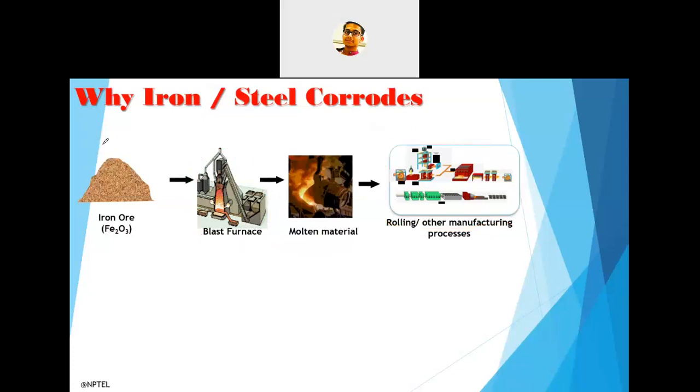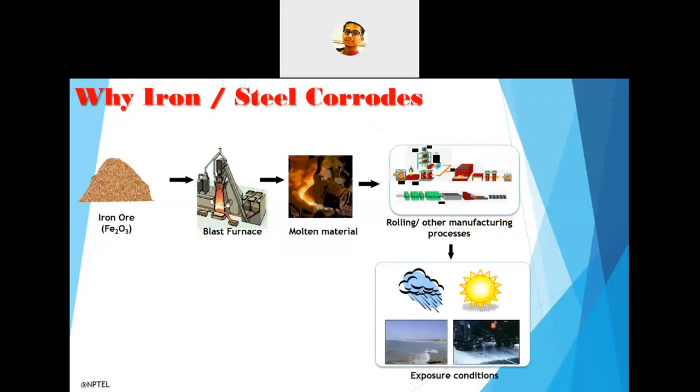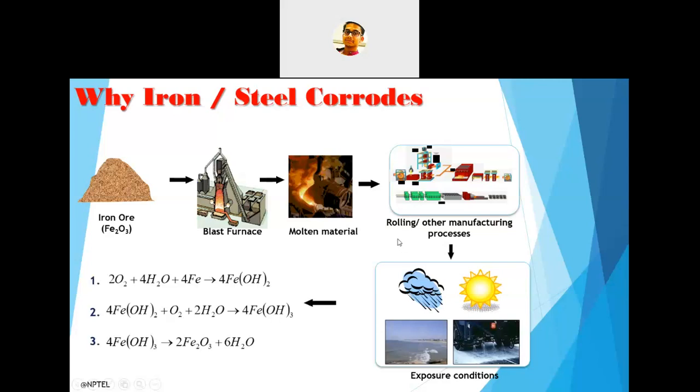So when this iron or steel is exposed to an open environment, due to moisture and oxygen, and it may be a marine environment or any type of extreme environment, when the material is exposed, it suffers corrosion under the following reactions. You can see the reactions here, one, two, three.